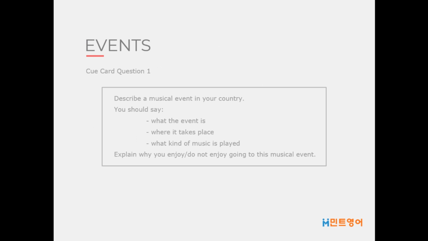Now let's look at some cue card questions about events. As you can observe, this question does not point to a specific musical event. In order to answer this with accuracy, determine first the events under this category. Musical events include balls, music competitions, concerts, music conferences, music festivals, and school musical events. Choose one of these topics and talk about it. If you're not familiar with any of these topics, it would be much better to pretend. Use your imagination and own the experience.